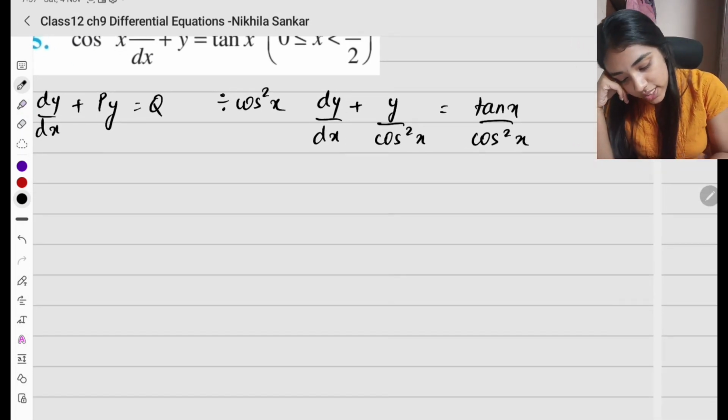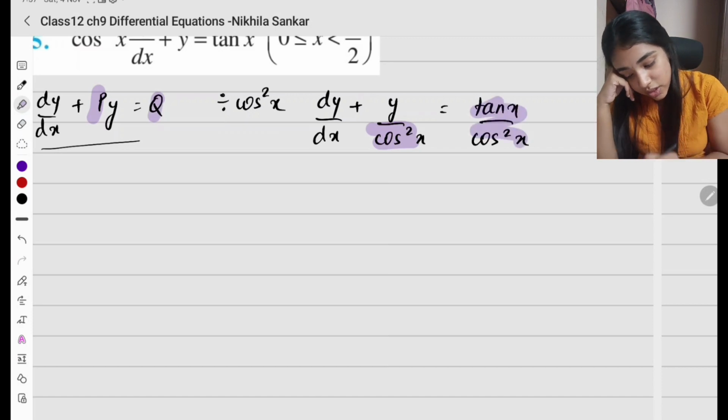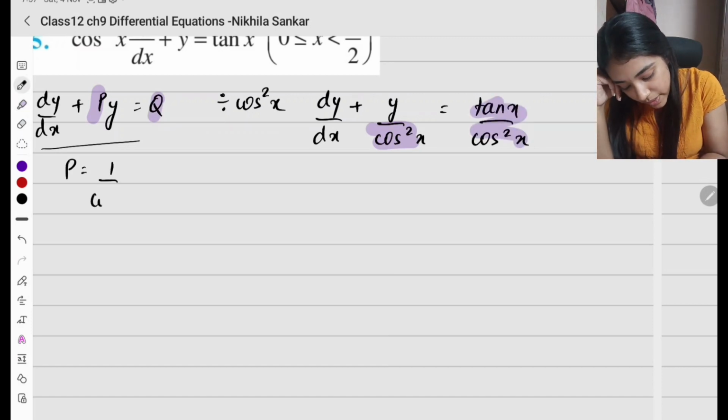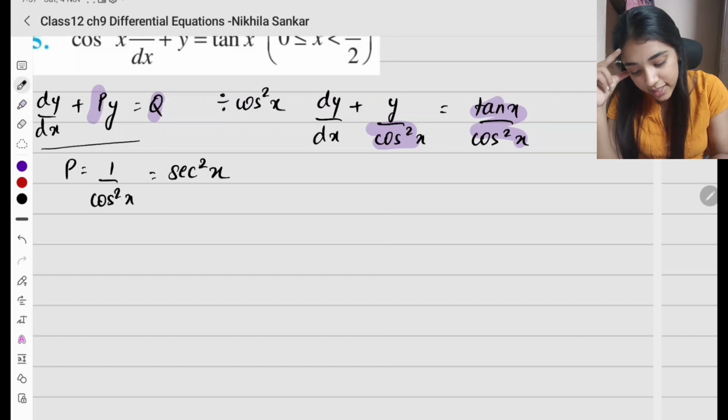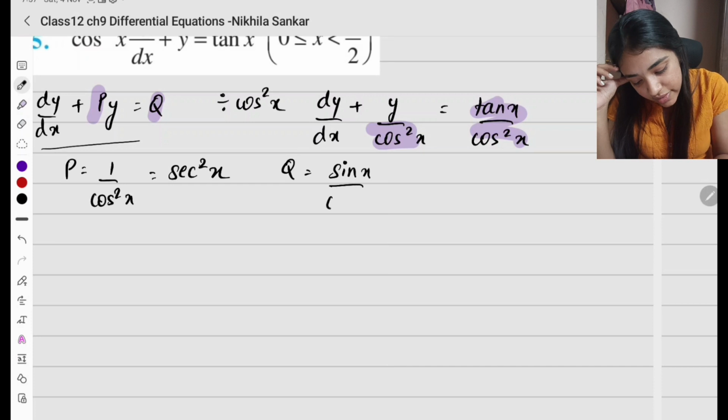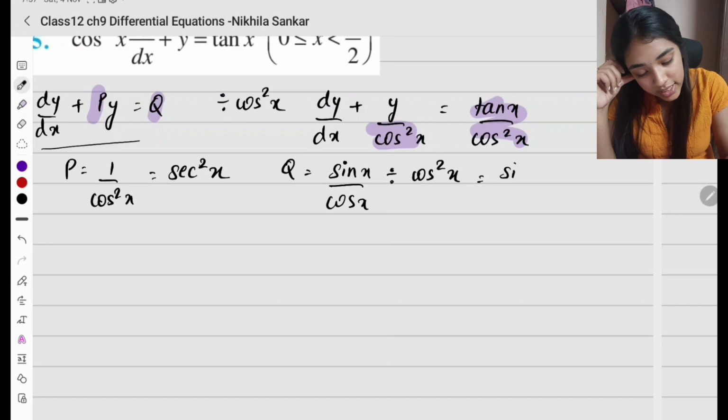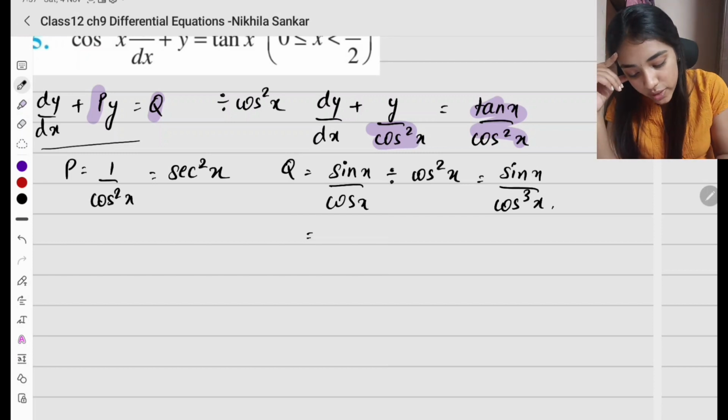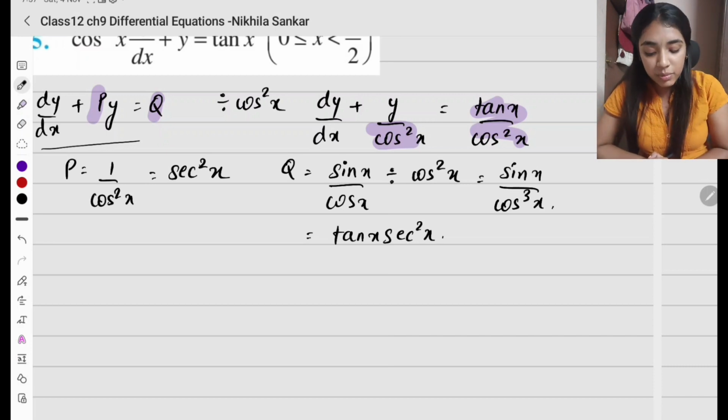Okay, so now this is of the form like this. So it is p, and p is going to be 1 by cos square x. Q is going to be this particular term. So p equals 1 by cos square x, which is going to be secant square x. Now what is my q? Q is going to be tan x by cos square x. Tan is sin x divided by cos x, divided by cos square x. The reciprocal taken, I'll have sin x divided by cos cube x, or I can also write this as tan x into secant square x. So write in whichever form is comfortable for you.